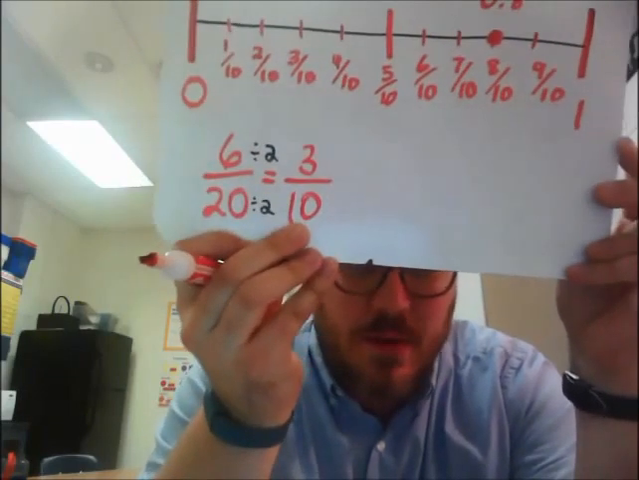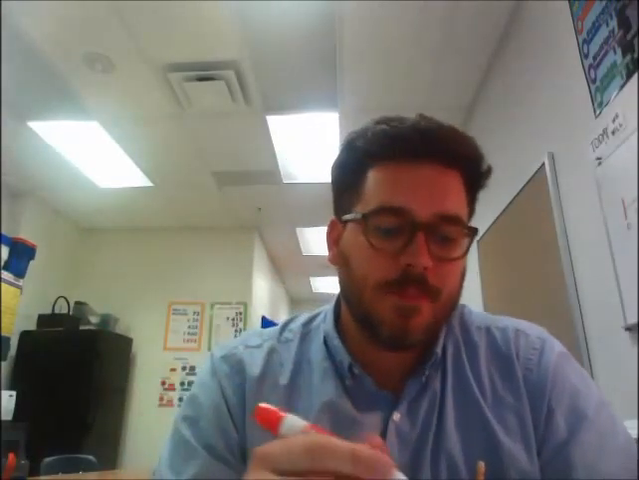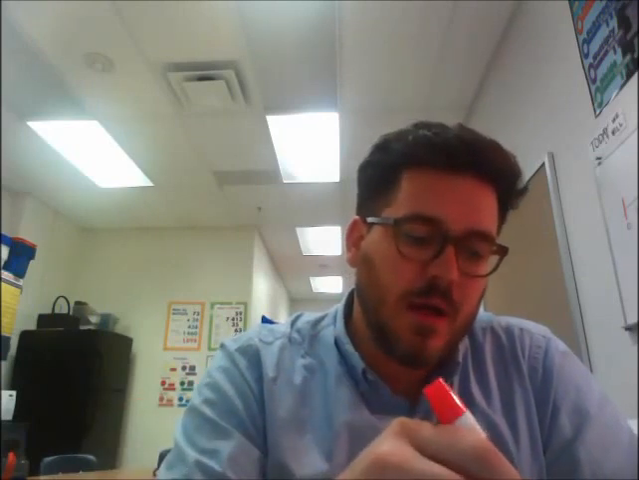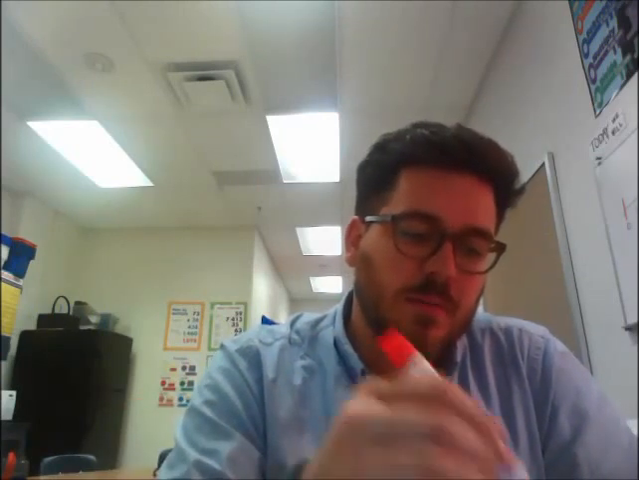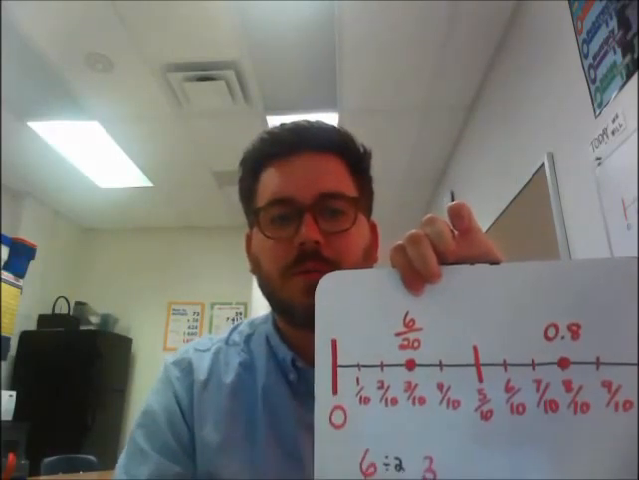Can we put 3/10 on our number line? We absolutely can, and we will at this time. And where it varies from the page, they didn't put it back in its original form of 6/20 on the number line, and I am going to do that. So 6/20 matches up with 3/10 quite nicely.